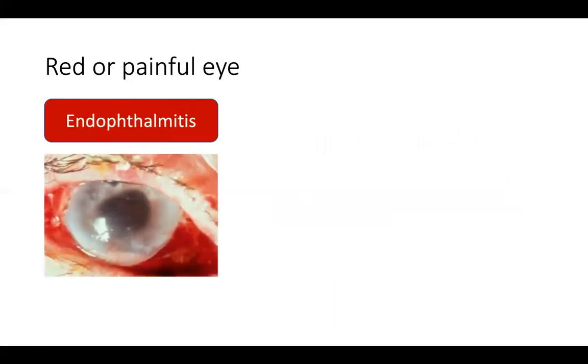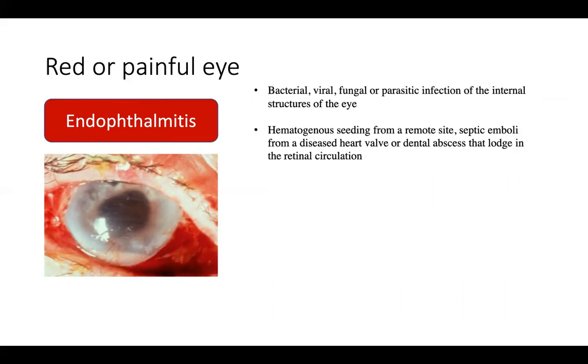Endophthalmitis results from bacterial, viral, fungal, or parasitic infection of the internal structures of the eye. It usually results from hematogenous seeding from a remote site. Septic emboli from a diseased heart valve or a dental abscess that lodge in the retinal circulation can give rise to endophthalmitis.